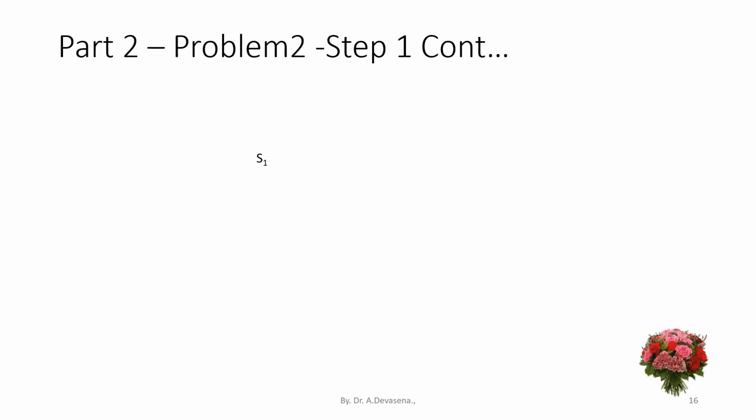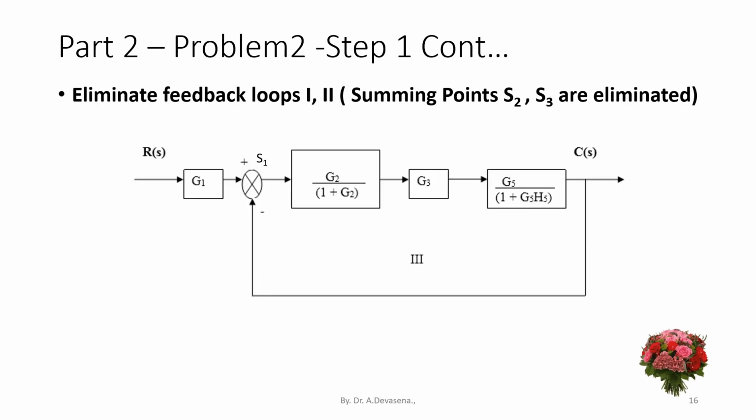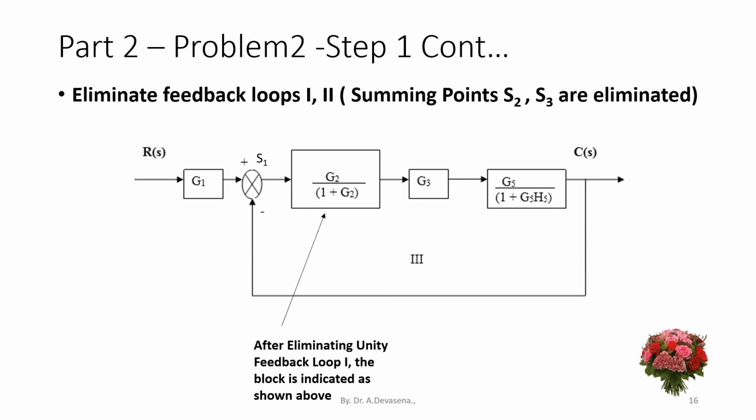Step 1 continues. Eliminate feedback loops 1 and 2. The summing points S2 and S3 are eliminated. After eliminating unity feedback loop 1, the block is indicated as shown above. It has a value of G2 divided by 1 plus G2. And similarly, if we eliminate feedback loop 2, the block is indicated as shown above.